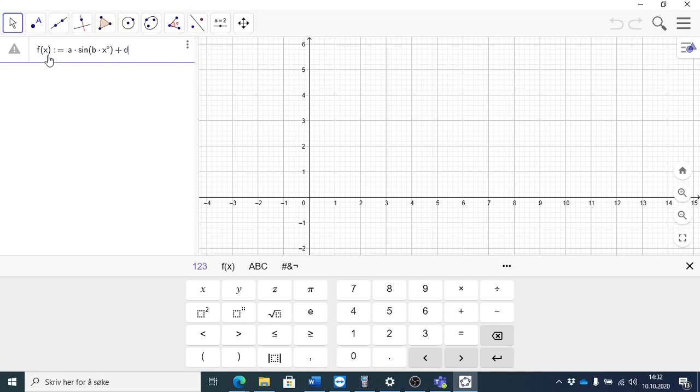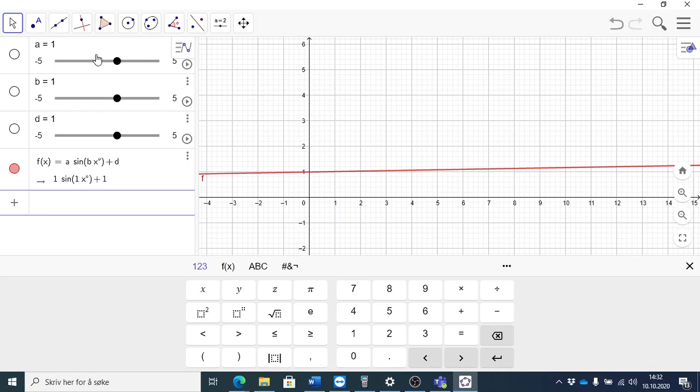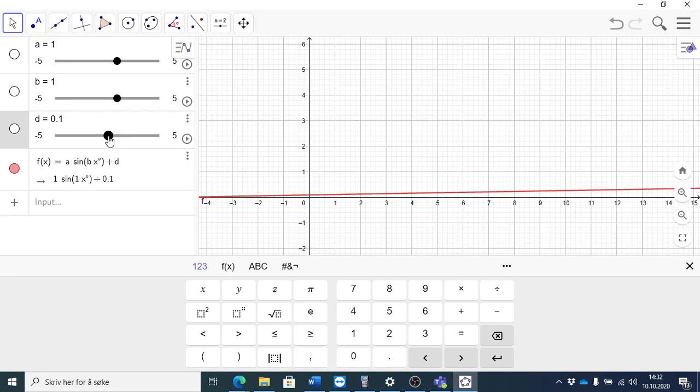Notice that this is an f of x function. So x is the variable. So GeoGebra is not going to treat a, b, and d as variables. So these are simply parameters, values that we can change. And when I press enter here, I get a slider for each of the parameters a, b, and d. So let's set this one to 0, and the other ones should be set at 1.